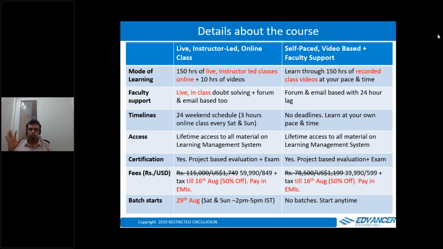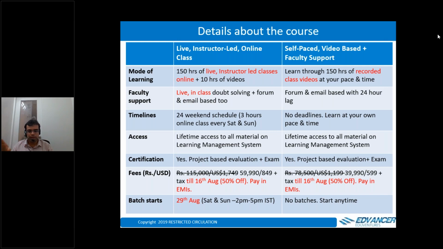At the end of the course, post a project-based evaluation, you will get a certificate from Edvancer and from UPES. The fees for this live online class option is originally 1,15,000 plus taxes, but currently for this Independence Day, we are offering a 50% discount. So it works out to 59,990 plus GST, and you can make the payment in EMIs.